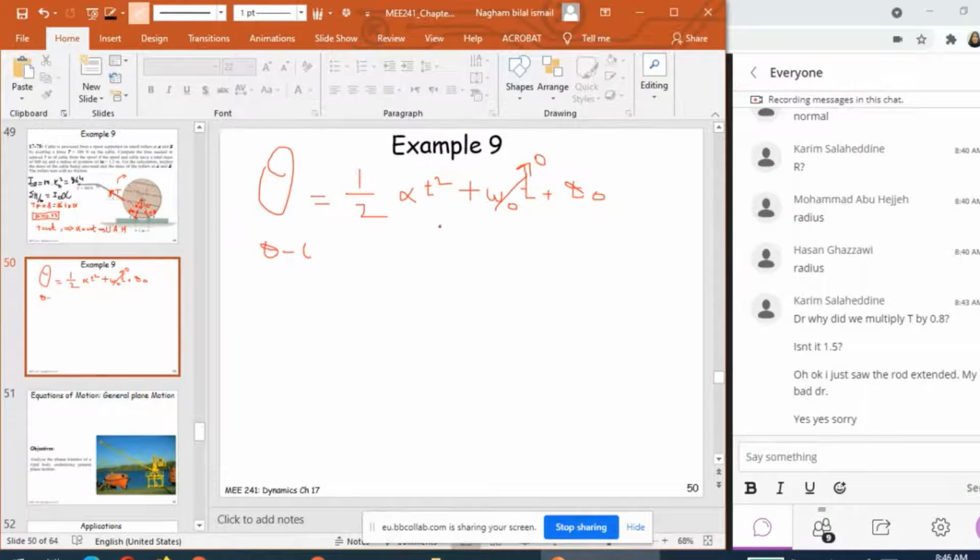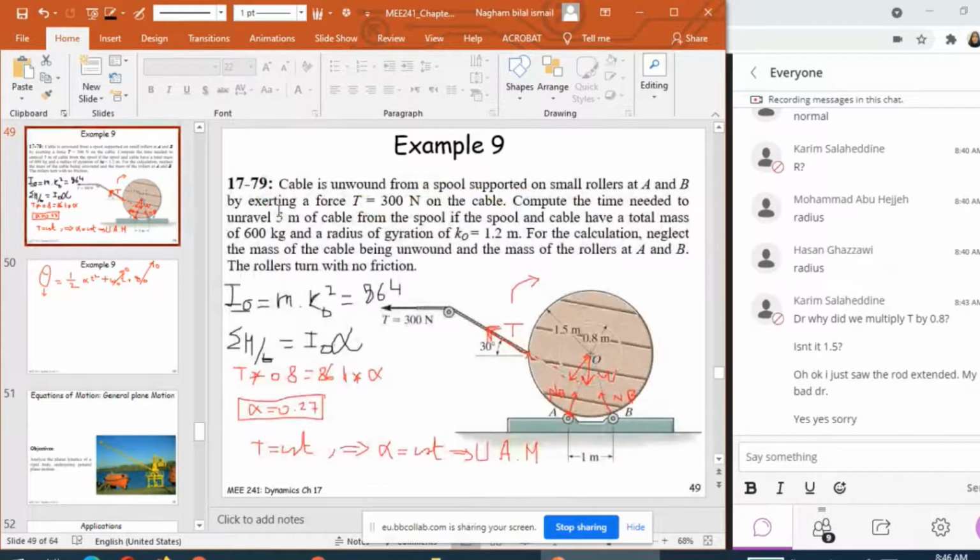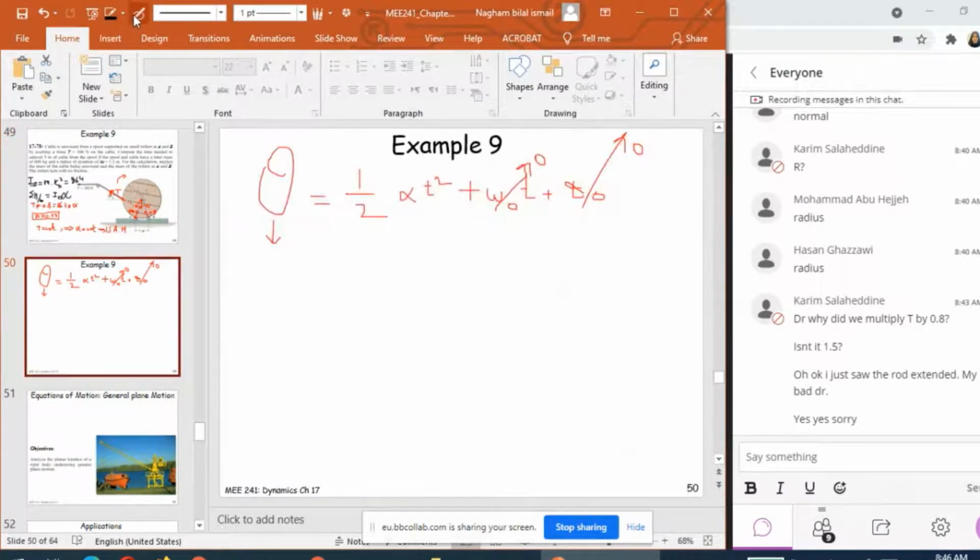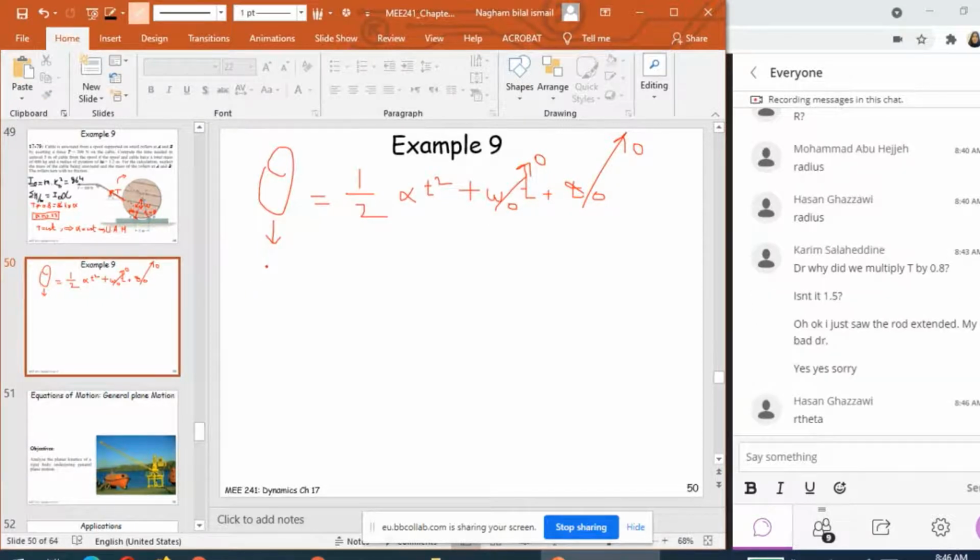Theta minus theta 0. So I can say also that theta 0 at t equal to 0, the cable was not unwound, which means there is nothing unwound here, and theta 0 is equal to 0. So what is theta, guys? What I know is that S is equal to 5 meters, and I know, guys, that S is equal to theta times R, which means theta is equal to S over the radius of the small circle, all right?